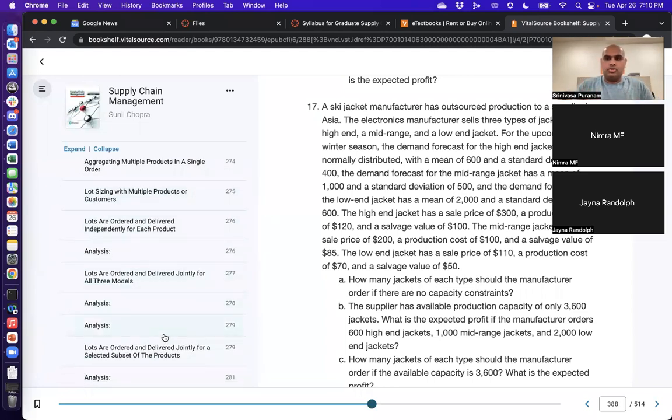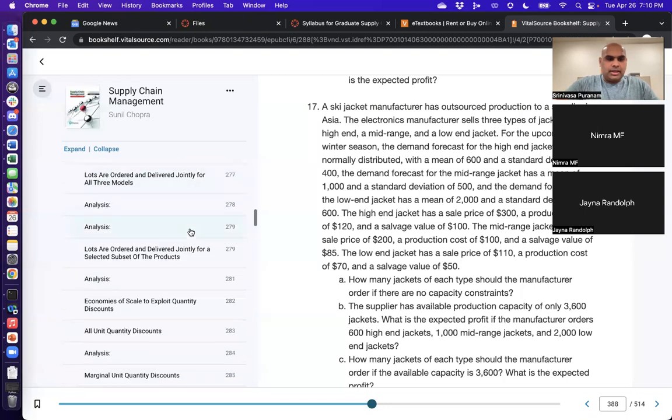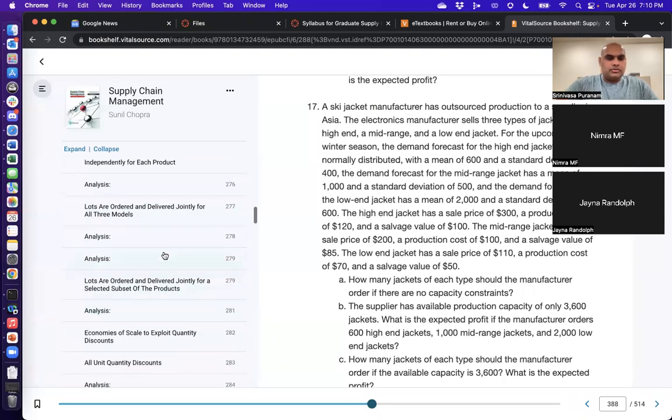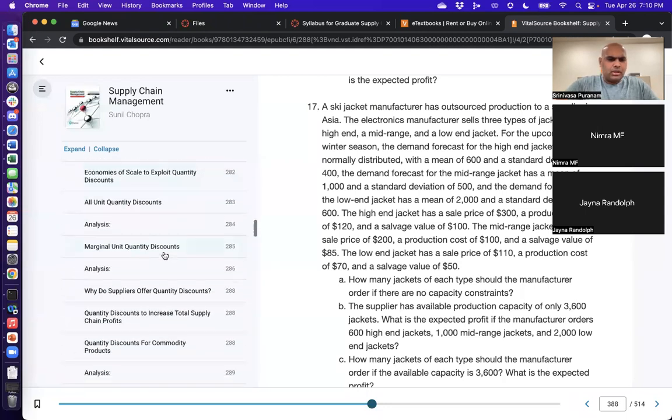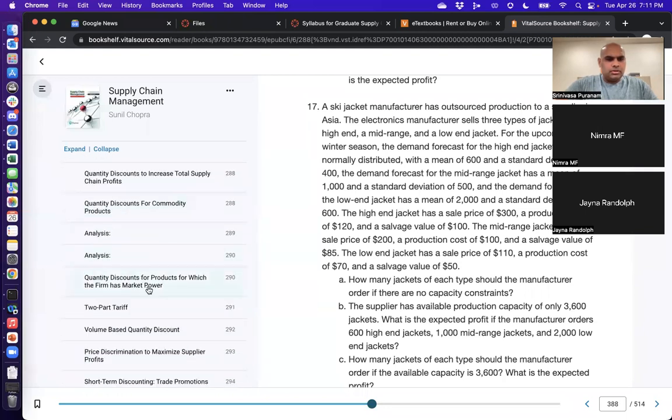tailored sourcing. If you have multiple orders, do you deliver them jointly? Do you deliver them over time? So we did lots that are ordered and delivered jointly, and we looked at some of those models there. Quantity discounts for commodity products.